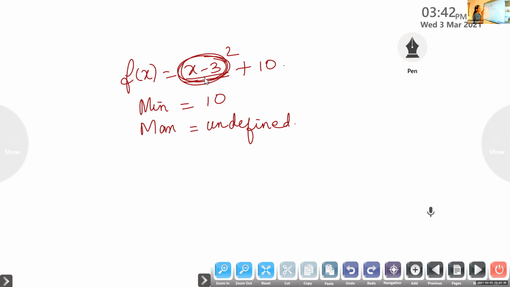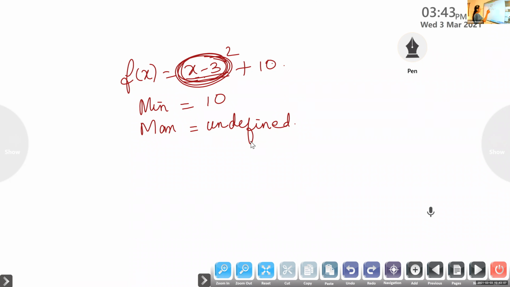For this (x - 3)^2, what is the minimum value you will get? Will you be getting a negative number? No, it is 0. And what about the maximum value? If you go on changing the value of x, suppose x is 10, x is 100, what is the maximum value you will get? Undefined. Undefined plus 10 will become undefined.